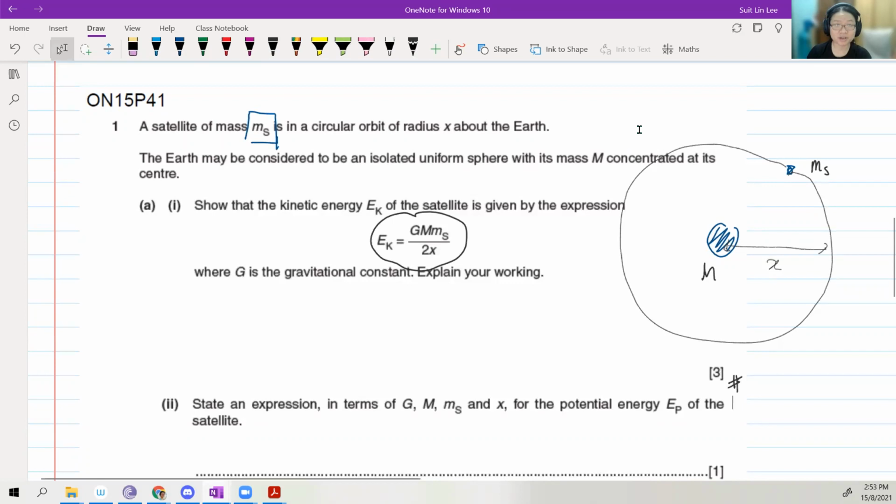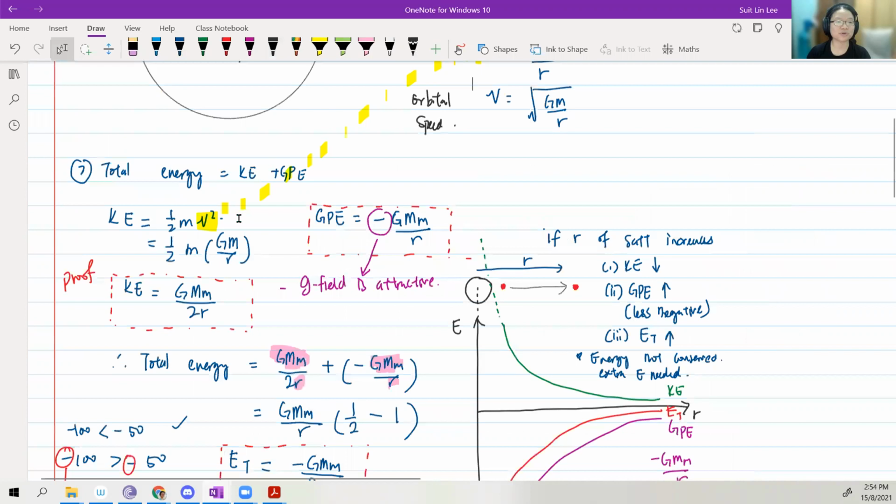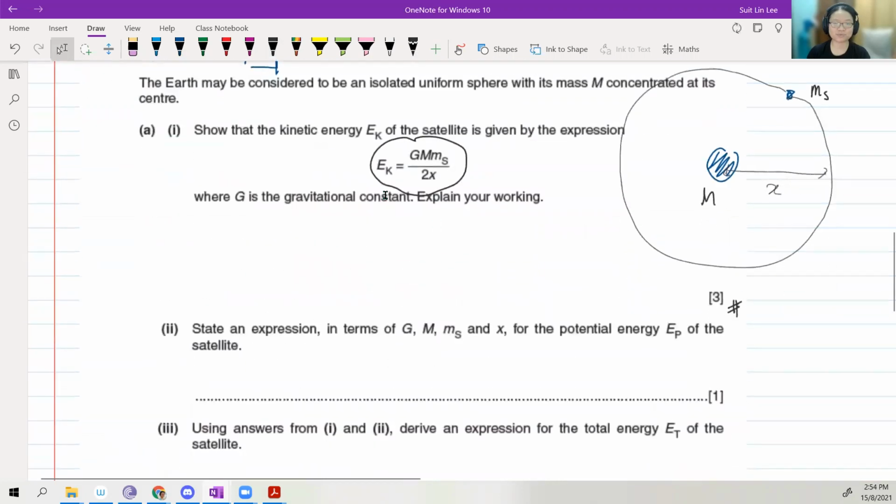So I did 2 steps, right? Step 1, I find the centripetal force equation and I equate it to find the orbital speed. Step 2, once I have the orbital speed, I substitute into half mv squared. Once I substitute into half mv squared, I get the equation. So do it yourself, 3 marks.